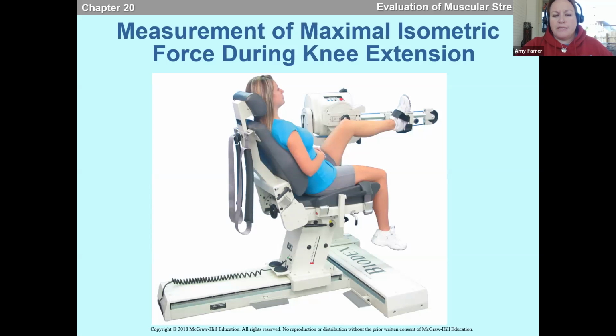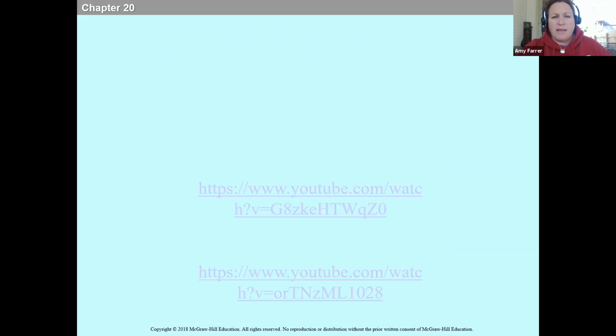Here's isometric. This is an isokinetic machine, but they've got it locked down, so they're just looking at your maximal isometric force during knee extension. You might see this a lot in your post-ACL patients. The surgically repaired knee should be within 70% of your non-surgical leg, your quote, normal. So a lot of times the release and protocol can't happen from a physician until they've achieved that percentage.